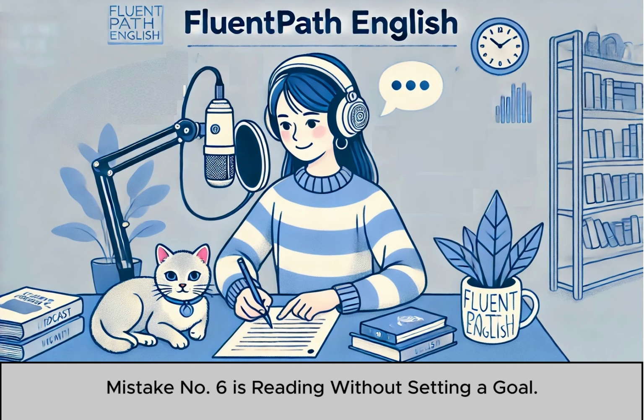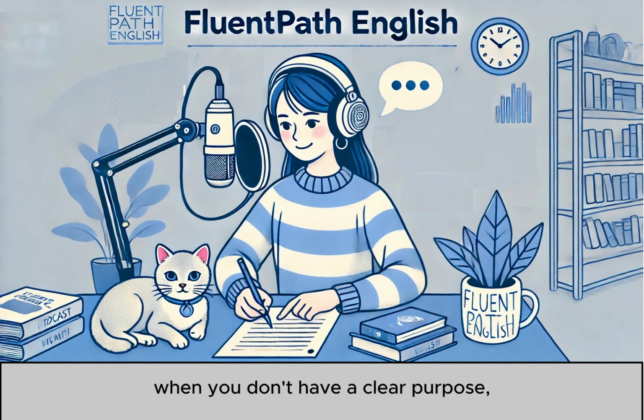Mistake number 6 is reading without setting a goal. When you don't have a clear purpose, you might get distracted, lose focus, or even forget what you've read. Are you reading to learn new vocabulary? To understand a topic? To enjoy a story? Knowing your goal helps you stay on track. Before you start, ask yourself, why am I reading this? Write down your goal if it helps. For example, if you're reading to learn vocabulary, highlight new words as you go. If you're reading for fun, focus on enjoying the story.